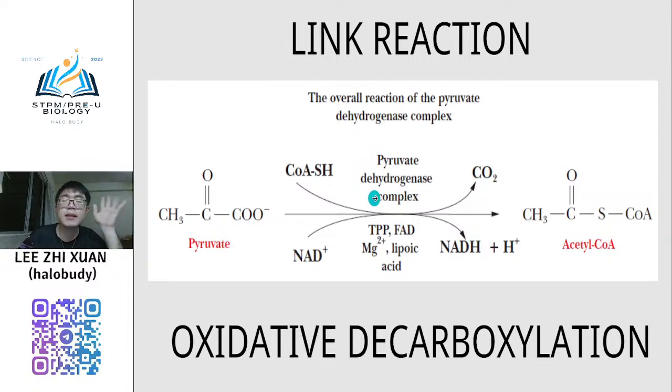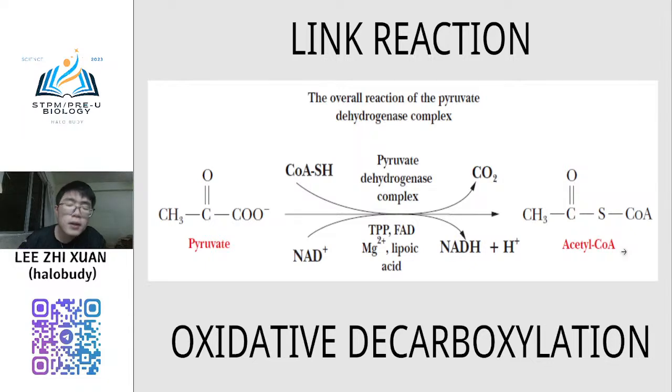Actually, there are many intermediates within this reaction. You see there is one coenzyme, coenzyme A. Coenzyme A will be substituted into the pyruvate, and the carbon dioxide from the pyruvate will be removed. At the same time, our energy carrier NAD plus will be reduced to form NADH and hydrogen ion. They also need to use TPP, FAD, magnesium ion, and lipoic acid.